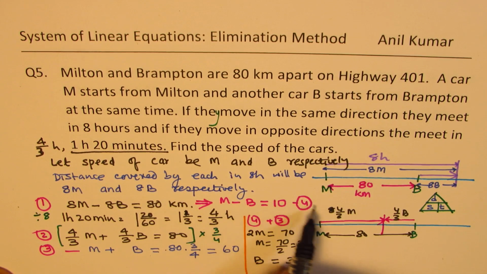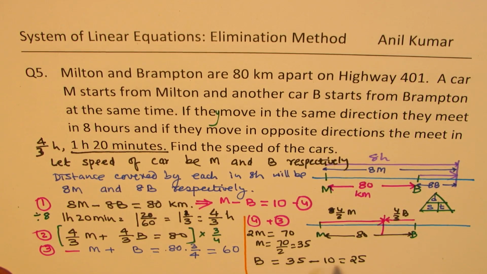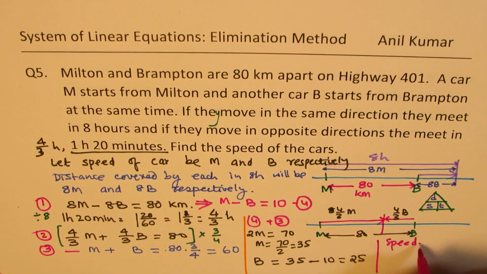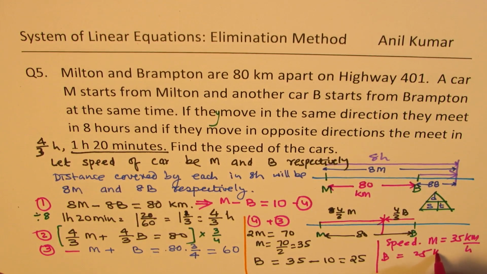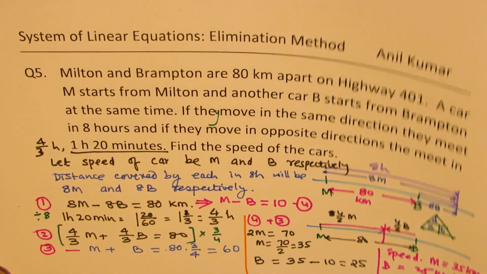We substitute m here, 35 minus 10, which is 25. Correct? So from here we can find what b is. We can find b from here or the other place, either way. So we get our answer as b equals 25. So the speed of the car from Milton, m, is 35 kilometers per hour and b is 25 kilometers per hour. Is that clear to you? So that is how we are going to solve it.